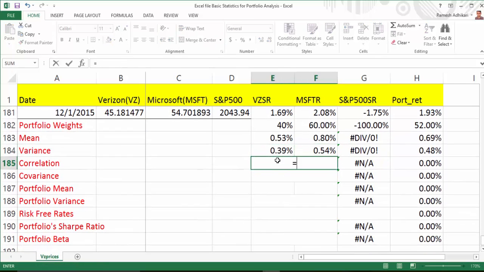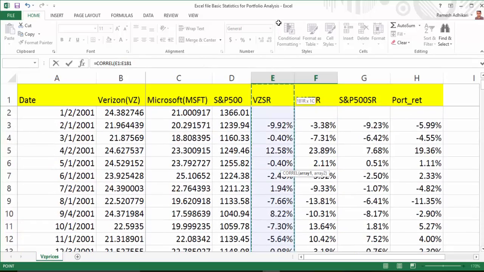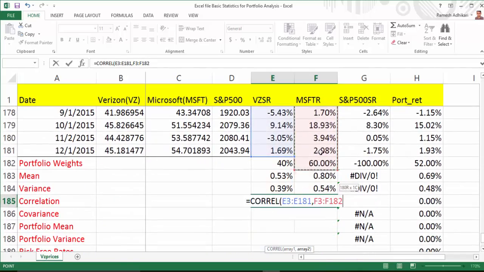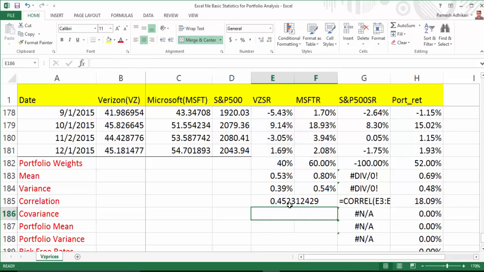Now the correlation coefficient, and remember the CORREL function. So CORREL, meaning correlation between Verizon and Microsoft, the order could be different. You can choose either one because the order doesn't matter. Once you make both series selections, close the parenthesis, enter. The correlation coefficient is 0.45, which is positive, which means these two stocks move in the same direction. If the price of one stock goes up, the price of the other goes up too. If the price of one stock goes down, the price of the other goes down too.